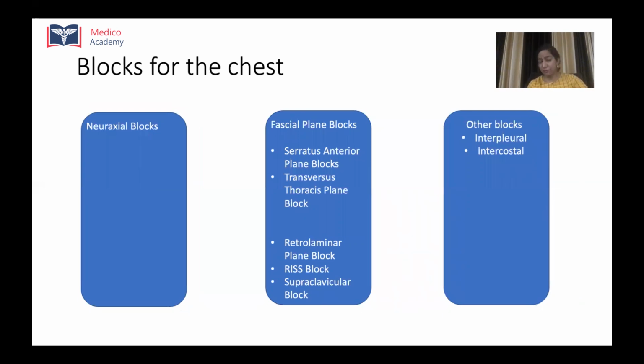So there are different kinds of blocks for the chest. I have grouped them into neuraxial blocks, the fascial plane blocks, and other blocks like interpleural and intercostal. So conventionally, we've been using the neuraxial blocks, which are the thoracic epidural or paravertebral blocks, and fascial plane blocks like PECS block, serratus anterior plane block, transversus thoracis plane block, erector spinae plane block, retrolaminar, the rhomboid intercostal subserratus block, supraclavicular block, etc. Then there can be other blocks like interpleural and intercostal blocks also, but they are not very commonly utilized for surgeries as much.